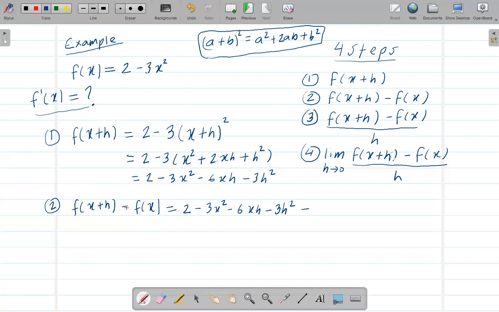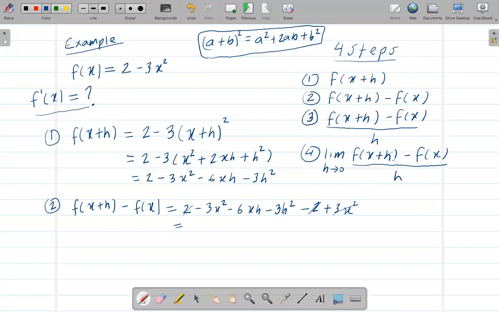So remember that there is a minus here as well. You need to distribute this minus to both of these, right? So the first one will be minus 2. This minus will give plus 3x squared. Here we see we can cancel something. 2 minus 2, gone. Negative 3x squared, positive 3x squared, gone. So now we just have negative 6xh minus 3h squared.